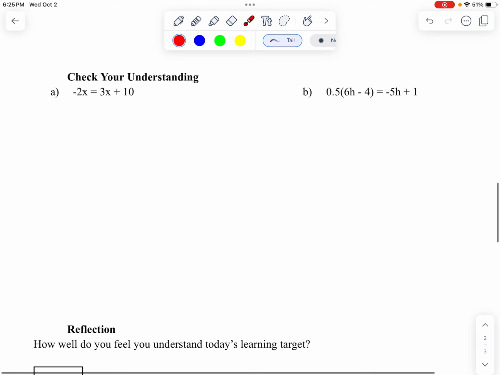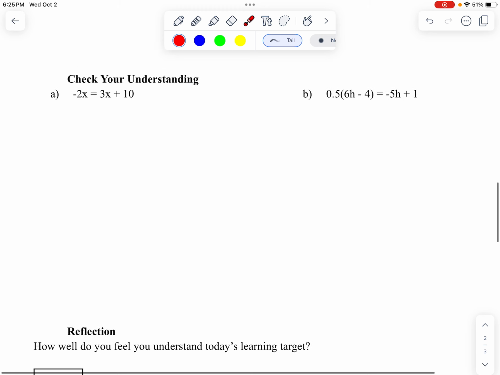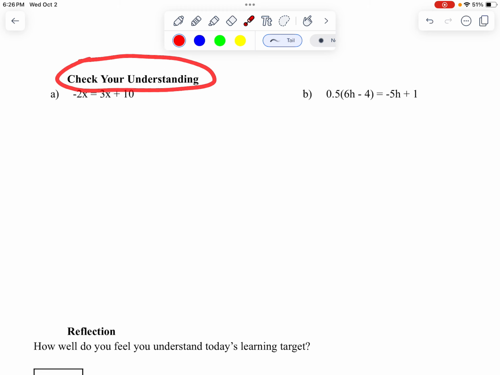Okay, time for you to try a couple on your own. This is a place for you to kind of look at the examples above, try to do some of this yourself, and see how it goes.